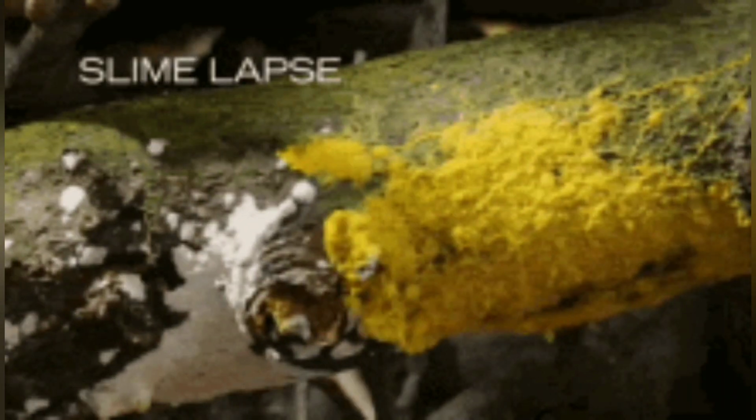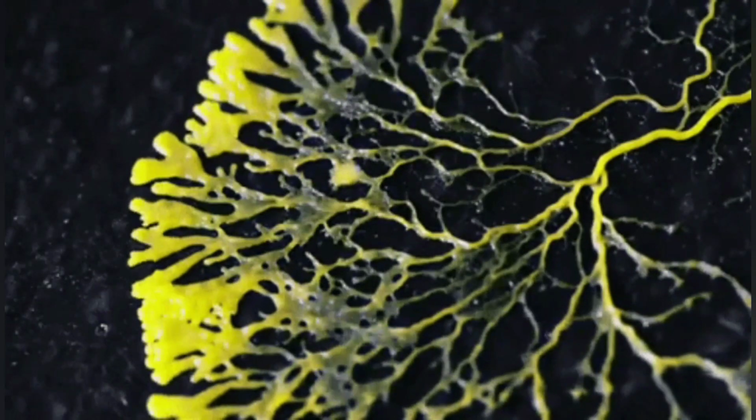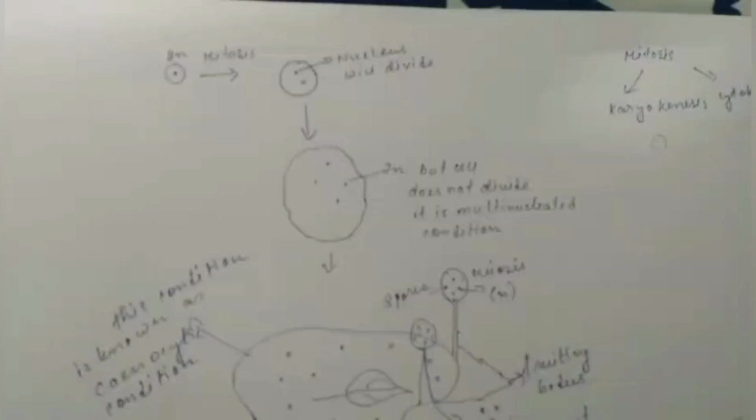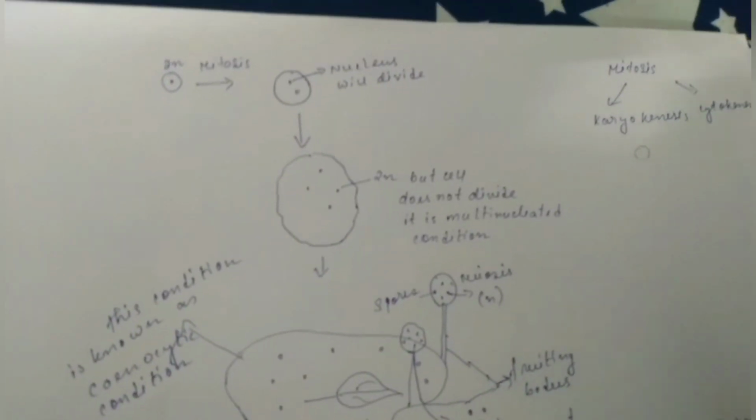You can see in this picture that this slime mold is growing over logs. It's spreading over leaves also, taking all the nutrients from the leaves. In this way they are growing. Now we are going to study the life cycle of slime molds.